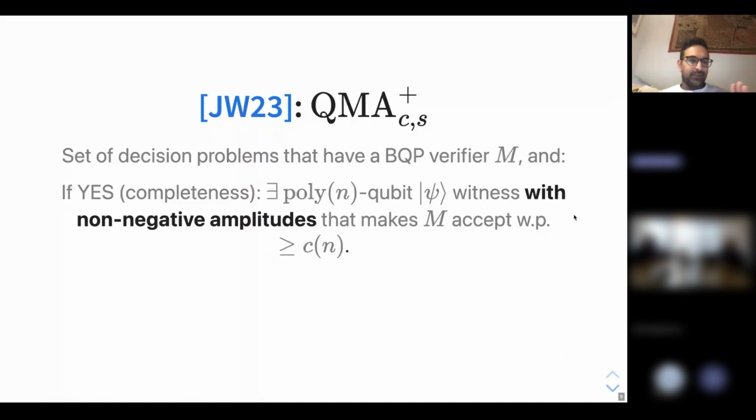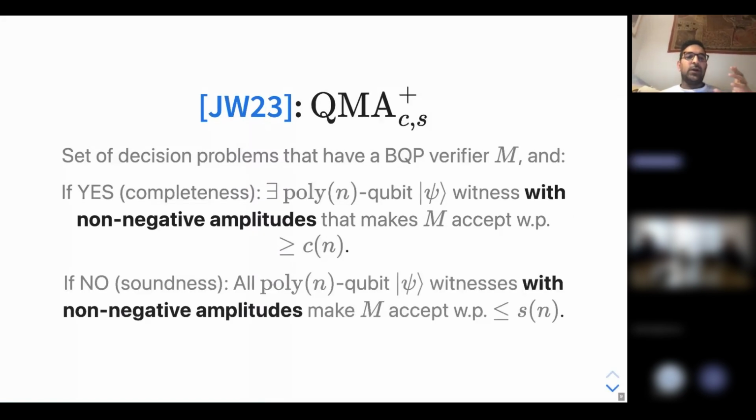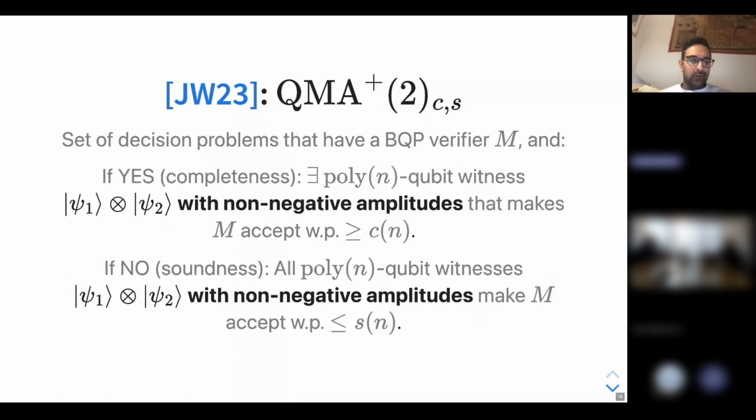It's a very weird assumption. I'm saying, okay, I'm only going to consider witnesses that have non-negative amplitudes. So you write it down in, let's say, some basis you like, a computational basis. And then you say, I'm assuming that it's going to have non-negative amplitudes, and I will run my protocol on this. And so you can define QMA and QMA2, QMA plus and QMA2 plus in this language.